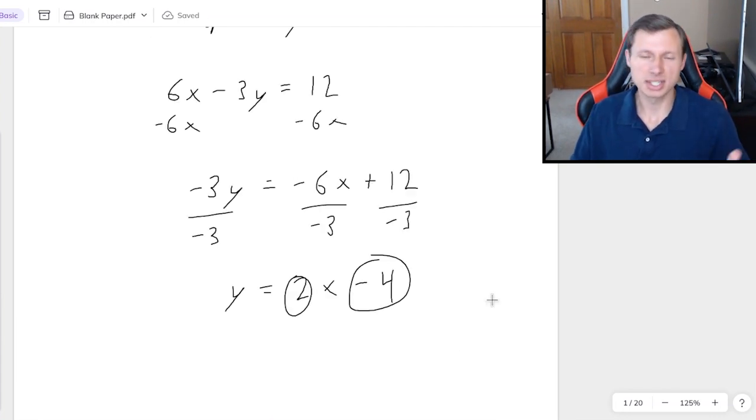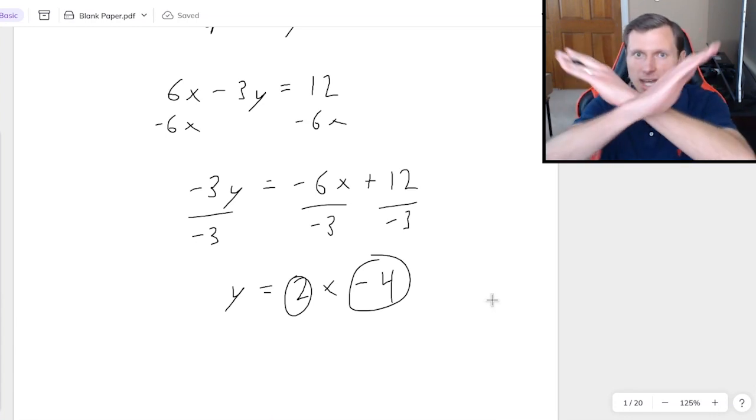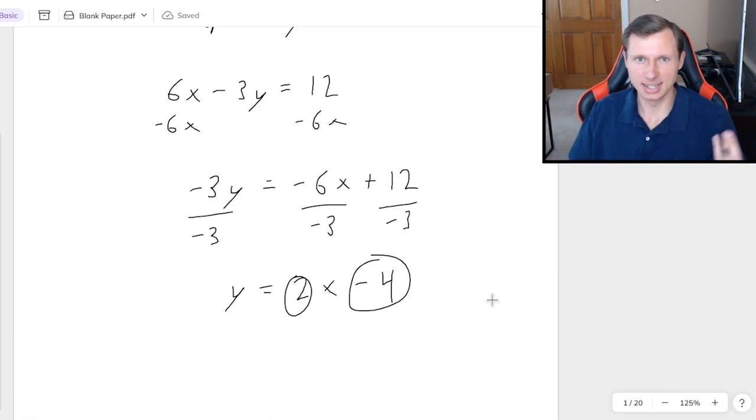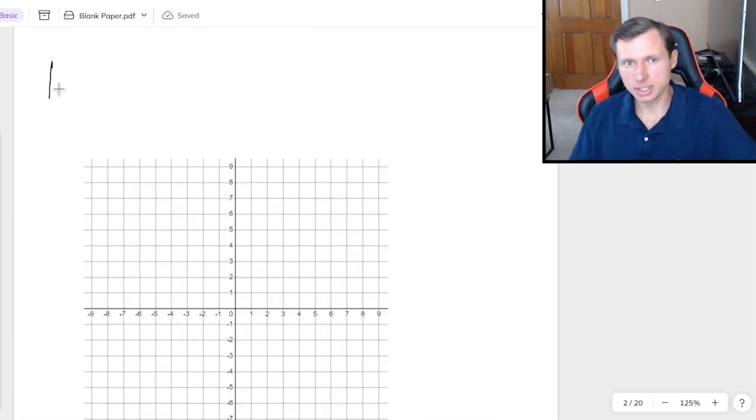And so now the question is, how are we going to solve system of equations using graphs? And the answer is very simple. Wherever the graphs intersect, that's going to be where the solution is. And that's basically it. So now let's look at some problems.